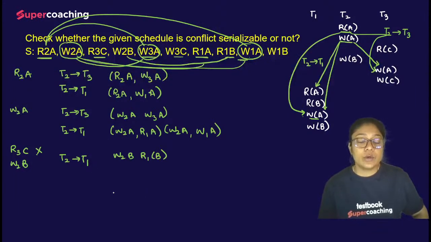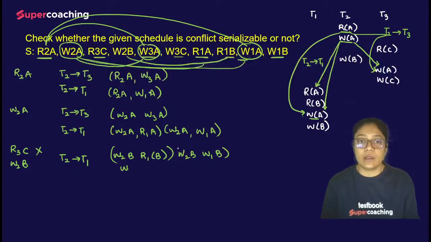I am not doing anything else, we are only finding conflict pairs. Then next one is W2B and W1B is also there. So W2B and W1B. If you want to check it from here, you can do that.